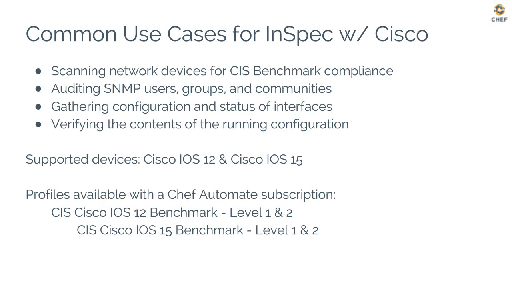And finally, there are lots of other generic things that you can test for with this kind of language. So of course you should be able to test against the running configuration of your Cisco device and start examining it for a lot of other elements. So we're launching this feature with support out of the box for Cisco IOS 12 and Cisco IOS 15. And of course, with your Chef Automate subscription is the CIS benchmark content for IOS 12 levels 1 and 2 and IOS 15 levels 1 and 2.